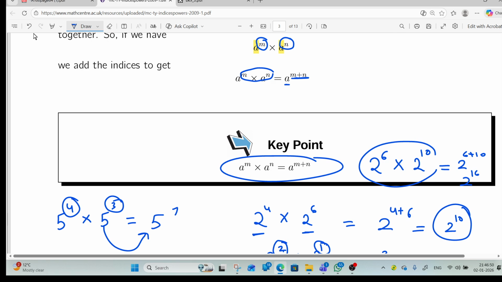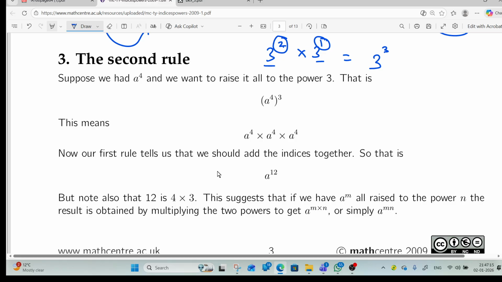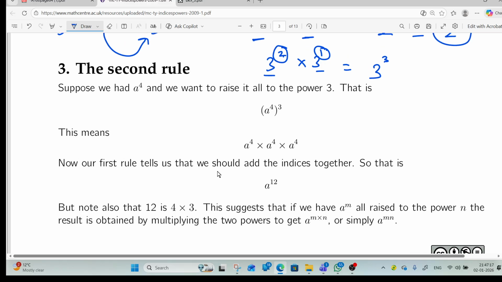So this rule applies when two exponent numbers are in multiplication, right? And the base should be the same. Like 2 to the power 6 times 3 to the power 2 is not 2 to the power 8, because the base is different. So the base has to be the same, and there should be a multiplication sign between them. Only then can you apply this rule. Okay, now let's talk about the second rule.